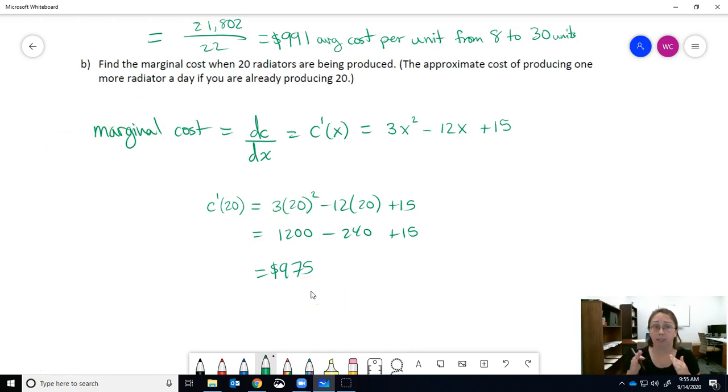All right. So what does this mean? This means approximately it costs $975 to produce the 21st item, 21st radiator. So to produce one more radiator, that's how much it's going to cost. So this is at a fairly expensive moment in time, but remember the average was 991, so we're close to the average here. As far as if this is the best or the worst, we haven't talked about optimizing yet. So that's something that's going to come later in this course. But for now, if you're interested in just that one moment in production, where you're going from 20 to 21, this is approximately how much it would cost based on the cost function to produce one more radiator.